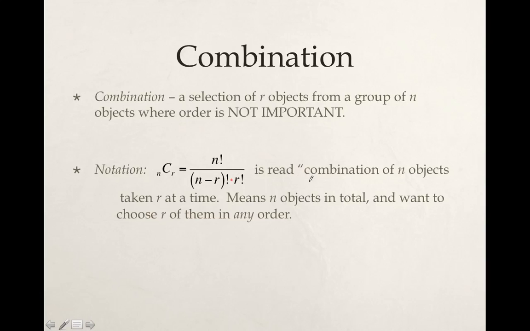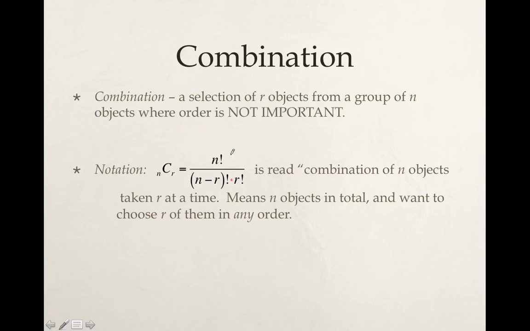So we read this, the combination of n objects taken r at a time. That means we have n objects in total. We want to choose r of them, and the order doesn't matter. In any order, it all counts as the same result.